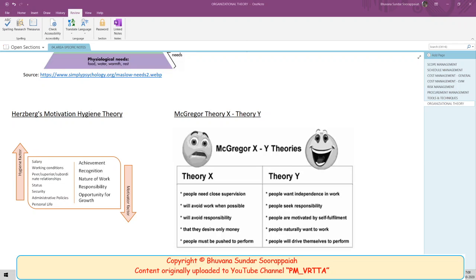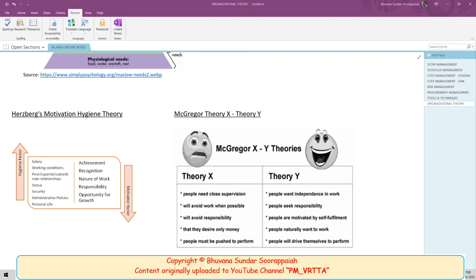A micromanager, a Theory X manager, thinks people cheat unless they are monitored. So you have to have close supervision on that person. When they get a chance, that person will cheat. They don't try to take responsibility. The only motivation for them is money. You must keep pushing them and micromanaging them to make them work. All these things.